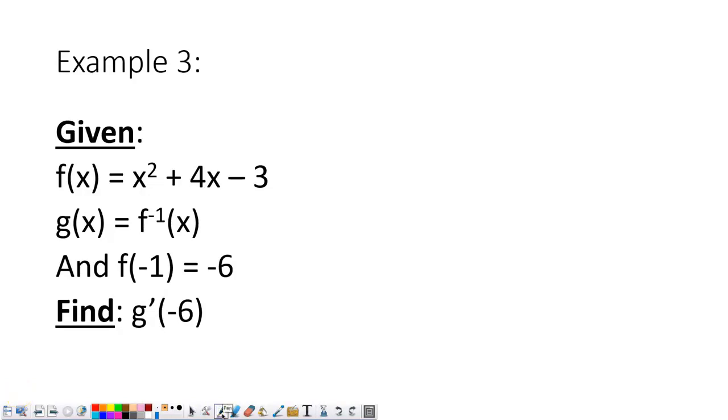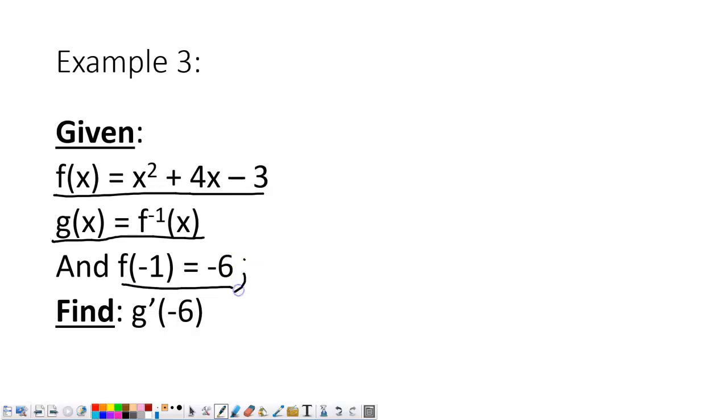Okay. So let's go ahead and look at what we're given here. So I have this function f of x, and I'm giving you a new function called g, and it's the inverse of f. That's what g equals f inverse of x means. So in other words, g is the inverse of f. That's what that little statement means. And f of -1 equals -6.